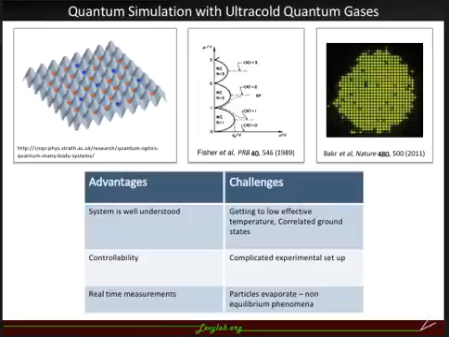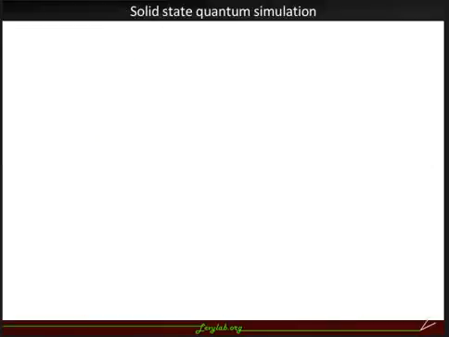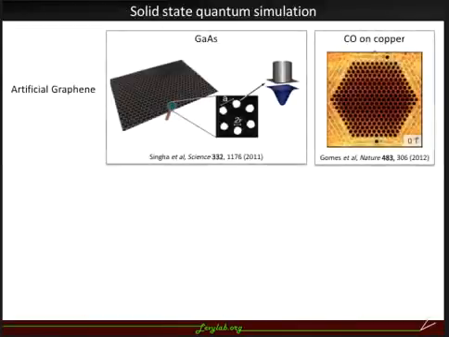So what if instead we use a solid-state platform to simulate this solid-state physics, which could naturally support the physics we wish to study, for example, superconductivity, and then to use that to do quantum simulation. So there are a few examples. Really exciting work has been done creating artificial graphene by patterning gallium arsenide and by depositing carbon monoxide molecules on copper in these lattices. And so these have been very successful.